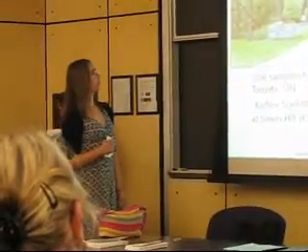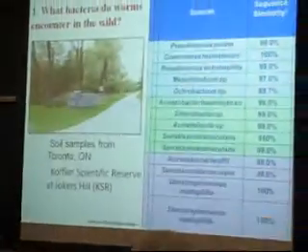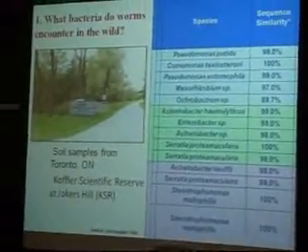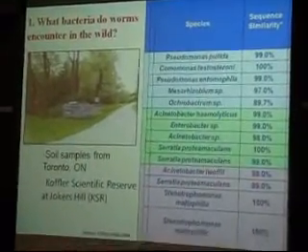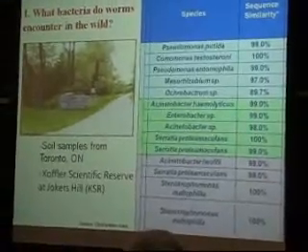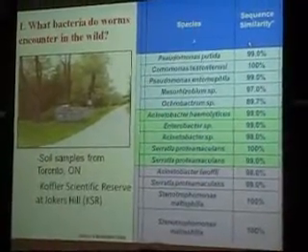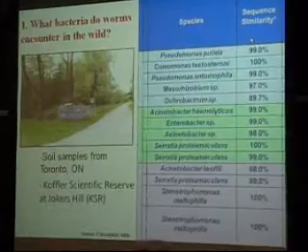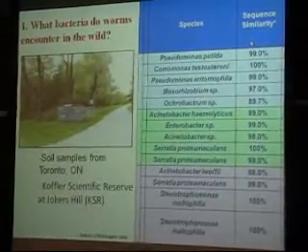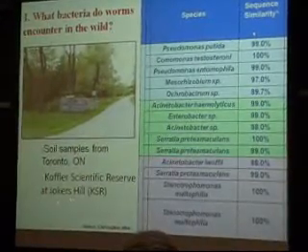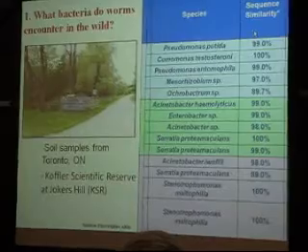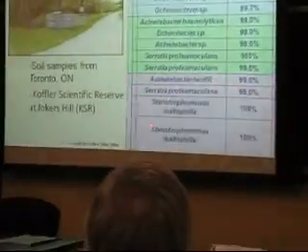So my first question was, what bacteria do worms encounter in the wild? Christopher Avon, a student who currently goes to college in Florida, came to the University of Oregon this summer and was able to extract and isolate these 14 different types of bacterial species associated with nematodes. And this soil was extracted from Toronto, Ontario at the Koffler Scientific Reserve at Joker's Hill. And what we could do with these bacteria is use them with the worms in the lab setting, and that was really cool because this was all done in one summer.